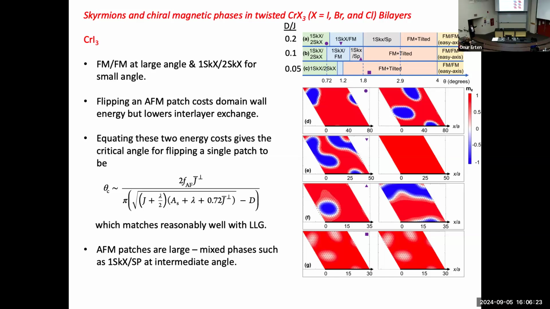Any questions? Yeah, so D is the strength of the Dzyaloshinskii-Moriya interaction, and J is the Heisenberg interaction. And D depends on which substrate the system is sitting on, because it comes from inversion symmetry breaking. Depending on the substrate, it can vary, and it's very hard to estimate from first principles.